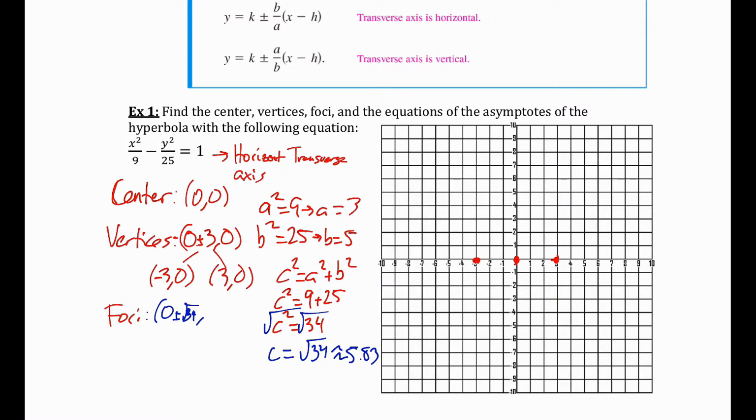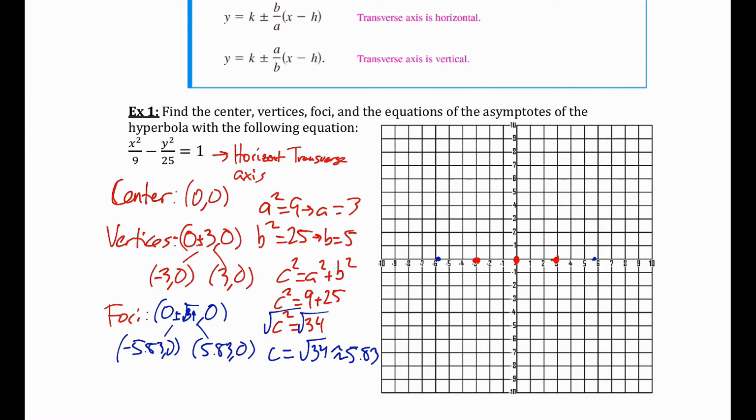And then our y coordinate is 0. So we're going to have one focus at (-5.83, 0) and the other at (5.83, 0). Again, those are not perfect points, so we're going to approximate them. Negative 5.83 I'm going to put there, and positive 5.83 we're going to put there.